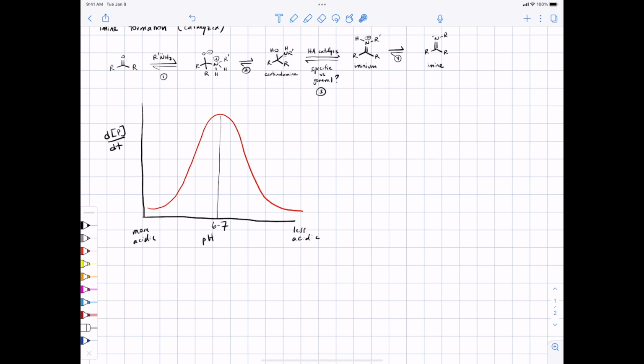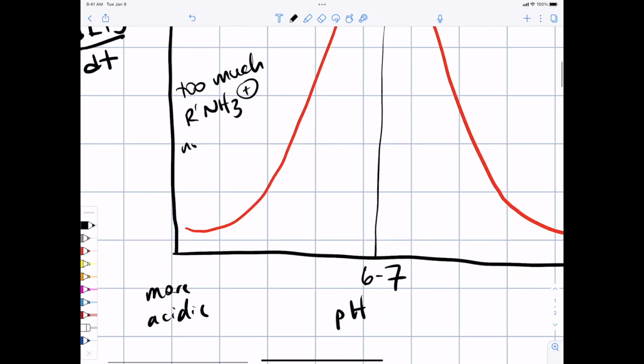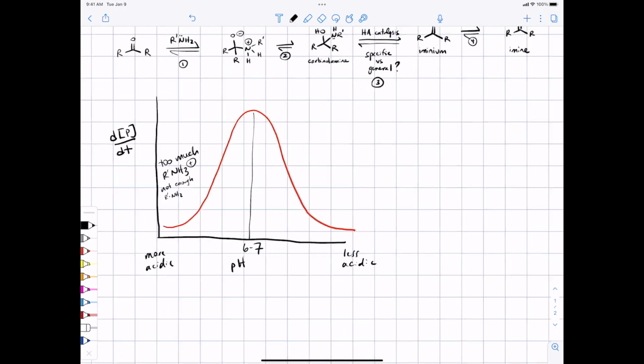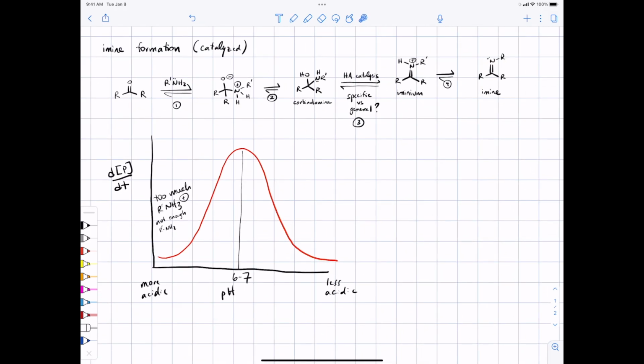At low pH, most of the amine exists in the protonated ammonium form. So there's too much ammonium and not enough amine. And of course, it's that amine that you need to do the reaction. So at low pH, you'd predict that this would be the rate determining step.